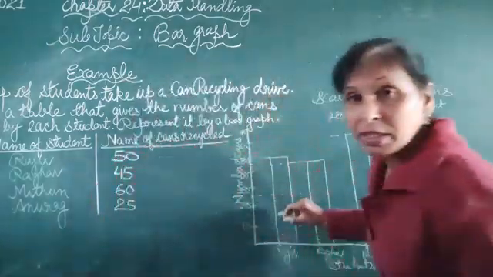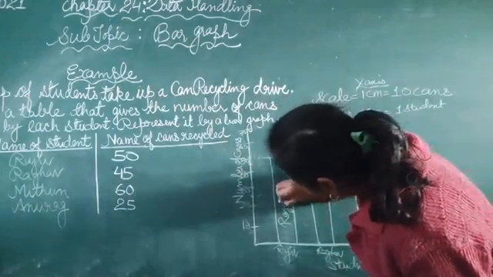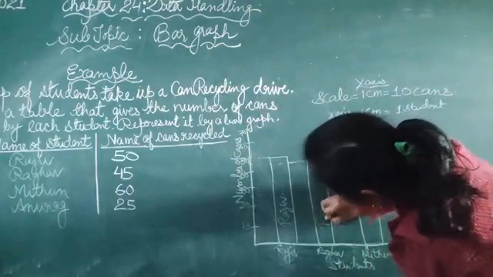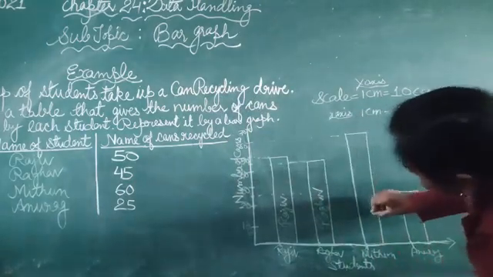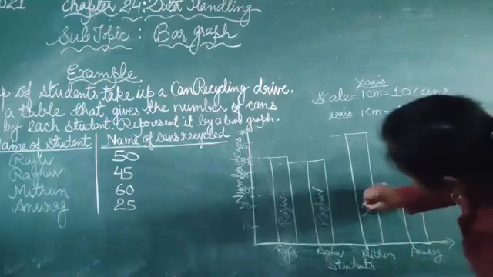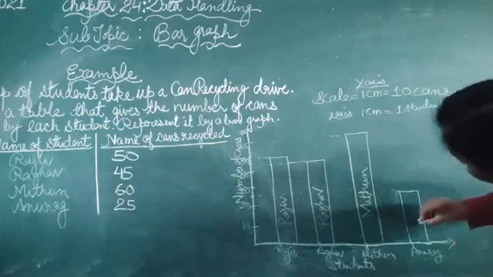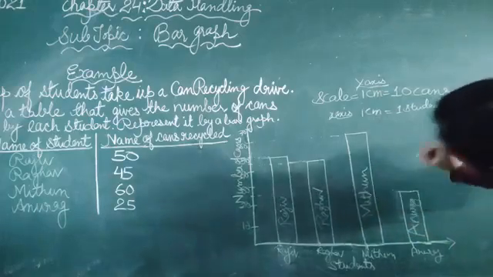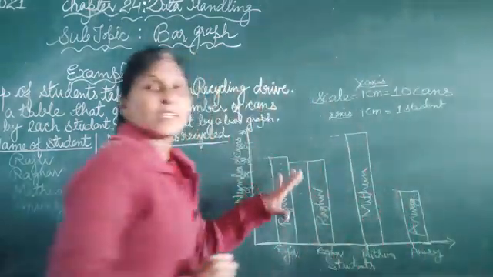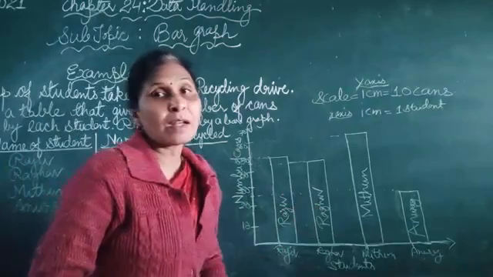And we write in the middle the name, that is Rajiv. This is Raghav. And this is Mithun. And this is Anurag. In this way, we can draw the bar graph.